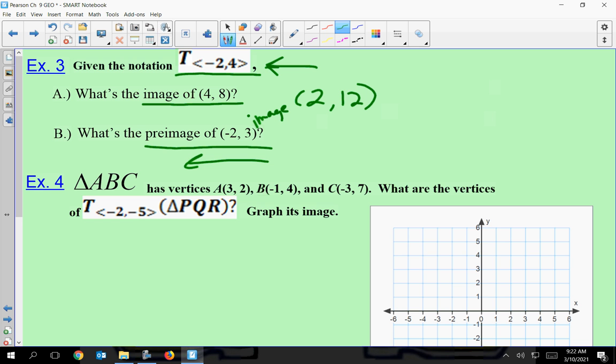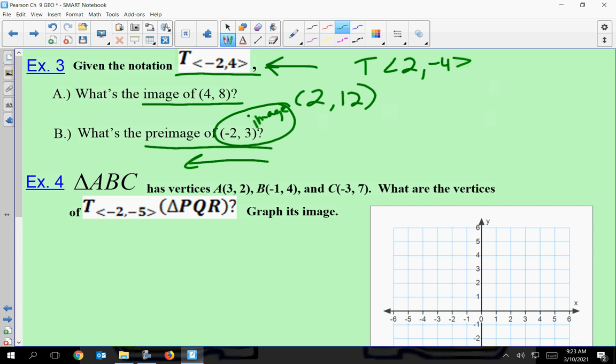So, thinking about that, if I want to go backwards, then I have to really change the signs. Okay. So really, I'm going to take that translation rule and go backwards. So I'm going to change the negative 2 to positive 2, and take the positive 4 and make it a negative 4, because I need to go back to where I started. They're telling me you ended up right here, but where did you start from?